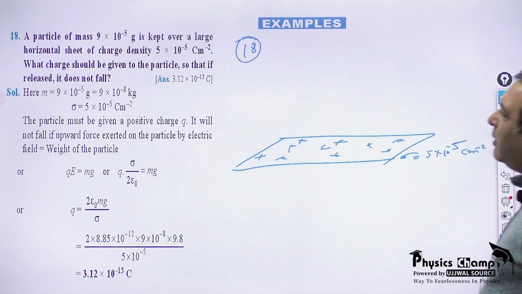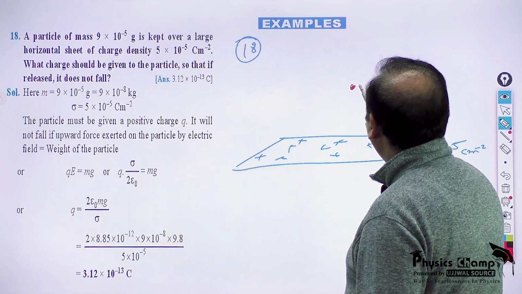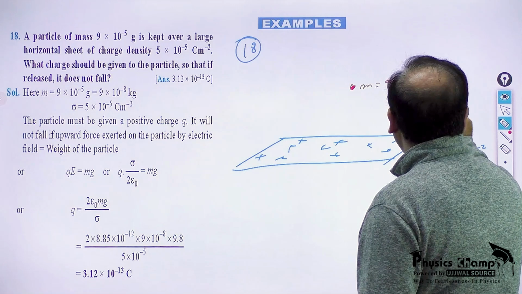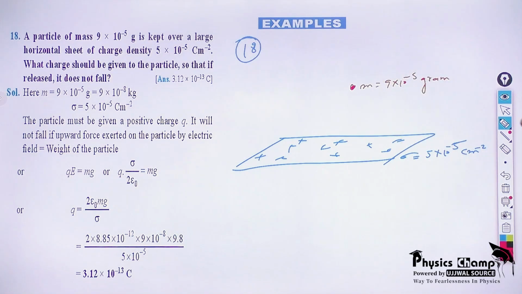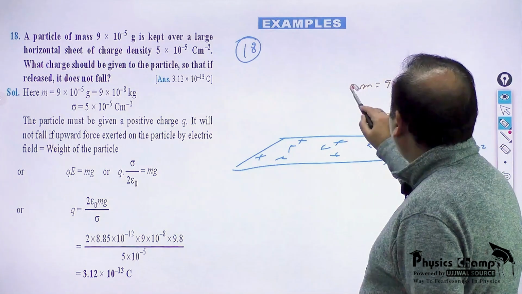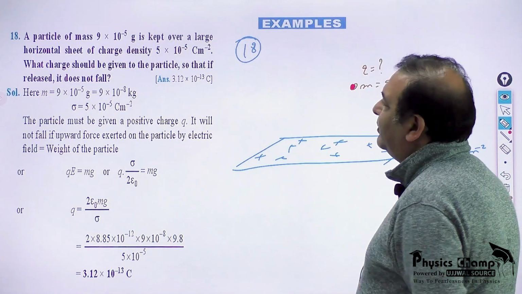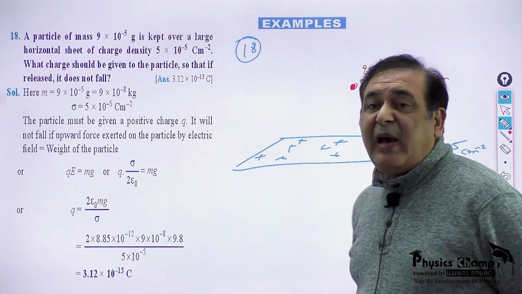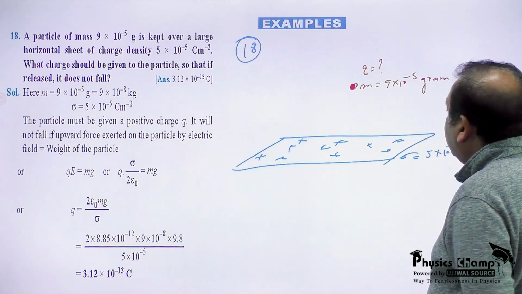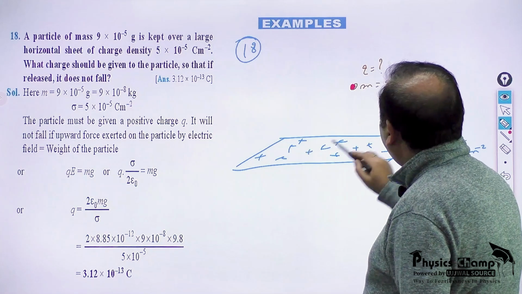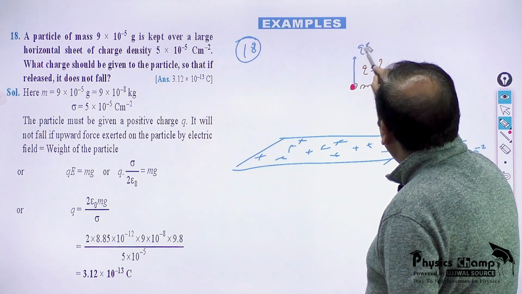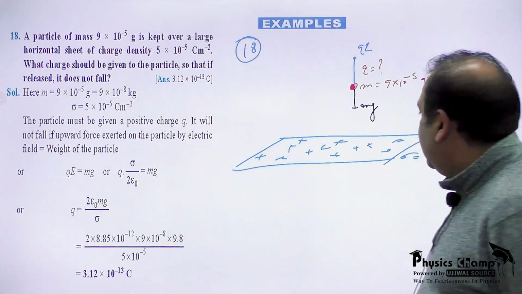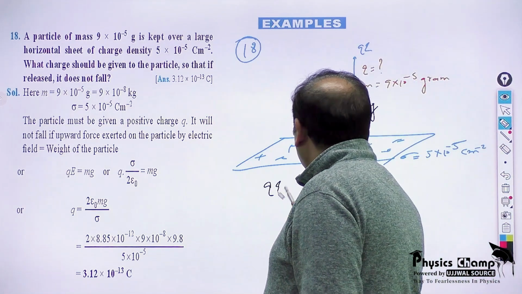And there is a particle of mass 9 into 10 to the power minus 5 gram that is kept over it. What charge should be given to the particle? So how much should be the charge on it so that it does not fall, it remains balanced in air? So for this we would say, due to this charge sheet, it is going to experience a force QE and it is going to experience a weight mg. Now for balance, QE should be equal to weight.